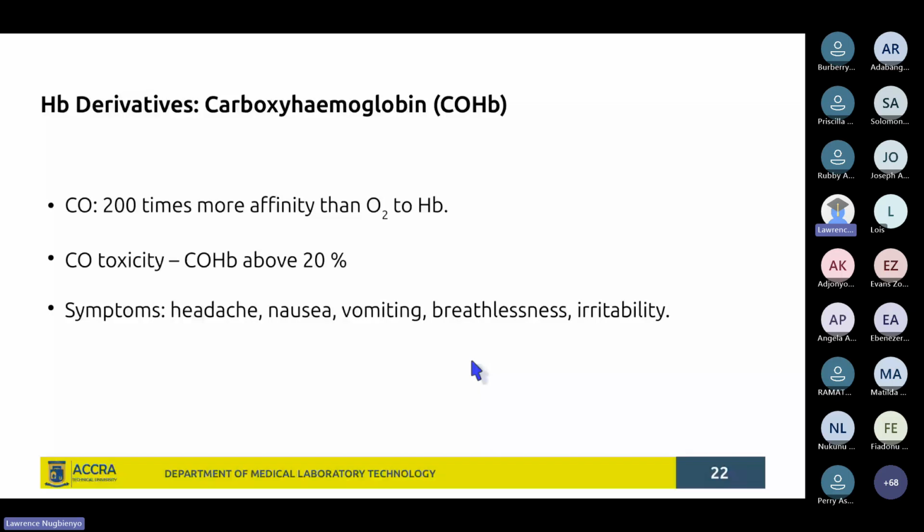It will start causing some condition of, call it, cellular suffocation, and that will result in headache, nausea, vomiting, breathlessness.